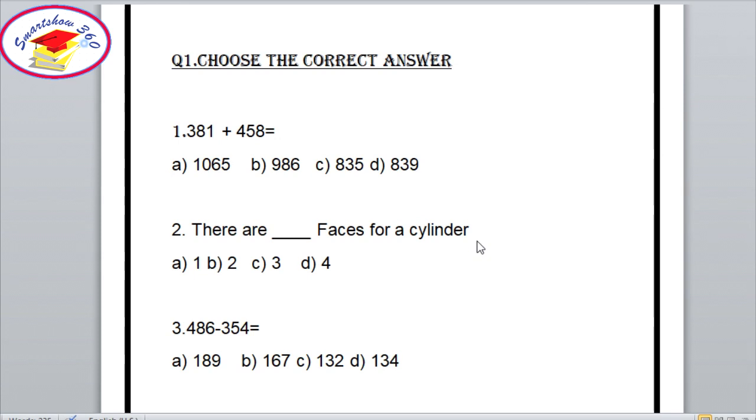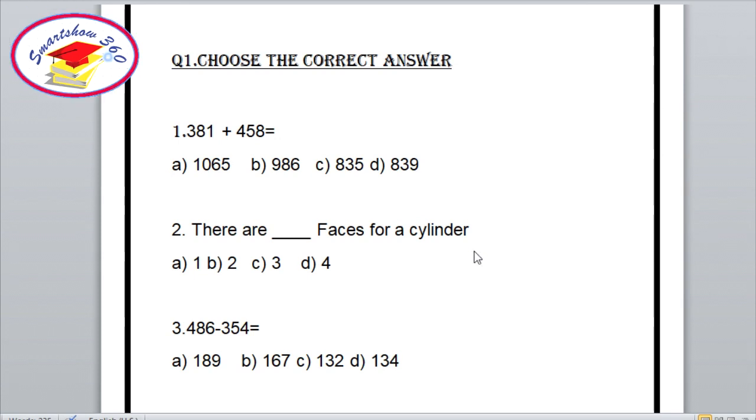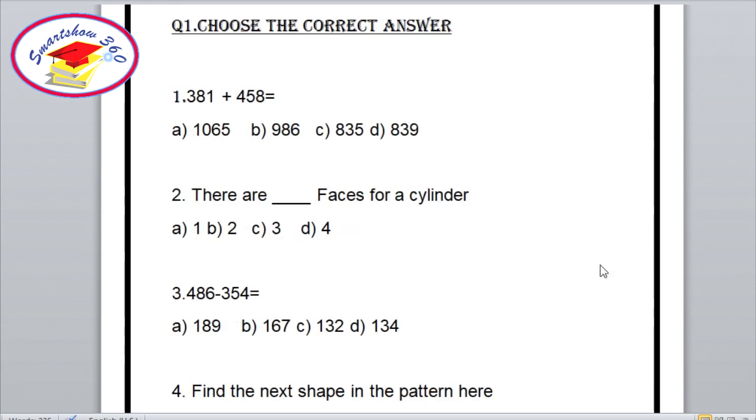I think that is 3. Could you tell me the answer? Oh no, I was wrong. It is 2. So I think that 2 is the correct answer. Let us go to question number 3. 486 minus 354. What is the answer?